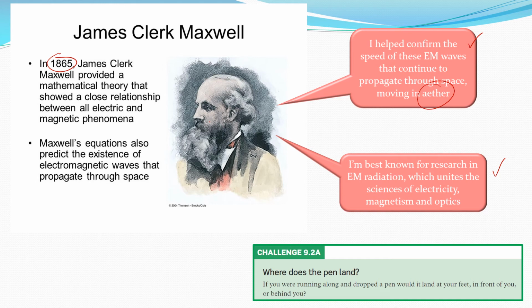All right, little challenge down the bottom there. Pause the video, have a look at that. If you're running along and you drop a pen, where would it land? I guess the short answer to this is it's just like the cannonball example. The cannonball doesn't land behind the boat. The cannonball doesn't land in front of the boat. It keeps falling down as though that's a frame of reference. So the pen would land at your feet if you kept running.